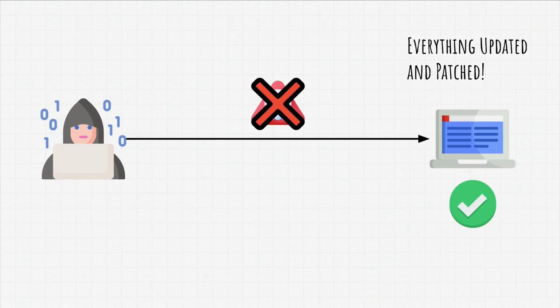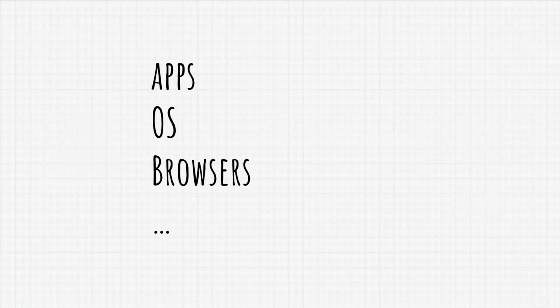Most common targets of unpatched vulnerabilities are applications that communicate over the internet, outdated operating systems, and browsers. These are the three main targets, and you should always make sure you keep all of them up to date, otherwise you may be exposed to multiple vulnerabilities.